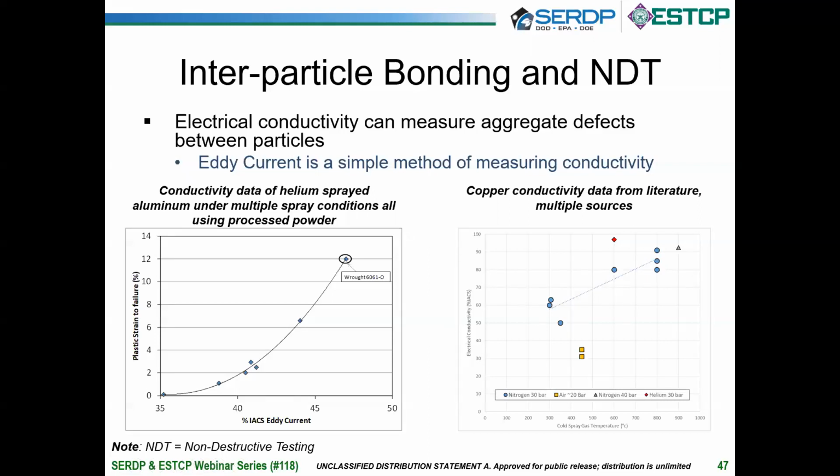On the right is an example of copper, but here we have a wide variety of gases. We have air, nitrogen, and helium all shown on the plot. And you can see clearly that increasing velocity, either through increasing temperature or changing the type of gas that we use, can significantly increase the conductivity of our material.